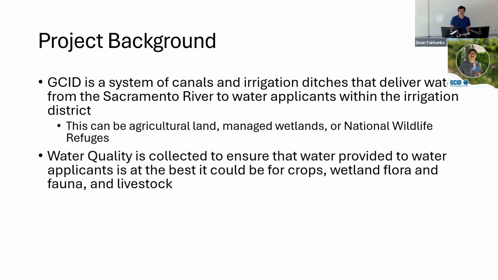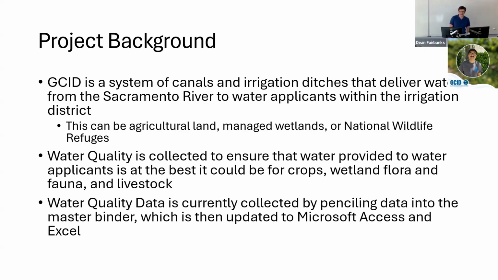Water quality is collected to ensure that water provided to water applicants is the best it can be for crops, wetland flora and fauna, and livestock within the district. And then water quality data is currently collected by penciling data into the master binder, which is then uploaded to Microsoft Access and Excel, and then it's also scanned too.